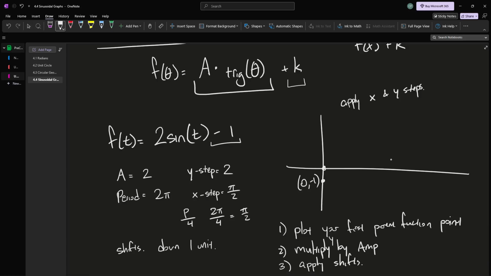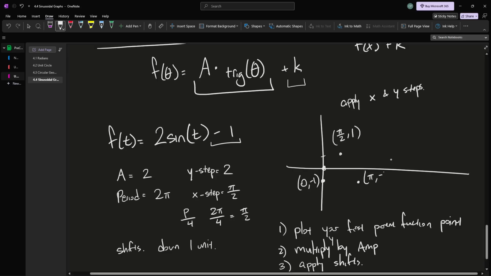I'm going to move up 2. So 1, 2, up to positive 1. And then I go my x step to the right, pi over 2. So my point is actually (pi over 2, 1), because that was my x step. My x changed pi over 2 amount. My y changed 2. Now sine next actually goes down. So go back down, I subtract my y step. So 1 minus 2 is back down to negative 1. Pi over 2 plus pi over 2 is pi. So I'm over here at (pi, -1).